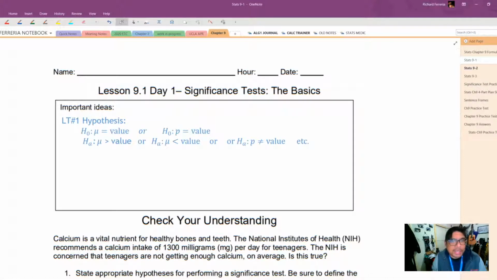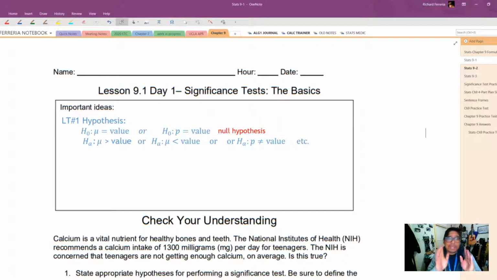The first thing we have is the idea of a hypothesis. Now, when we do significance tests, which is what Chapter 9 is about, we have to have a pair of hypotheses for this to work. The first one we call the null hypothesis. The null hypothesis takes the form of H naught, colon, and then mu is equal to a value, or P is equal to a value. What the null hypothesis does is it gives us a value that we suppose mu or P is equal to.